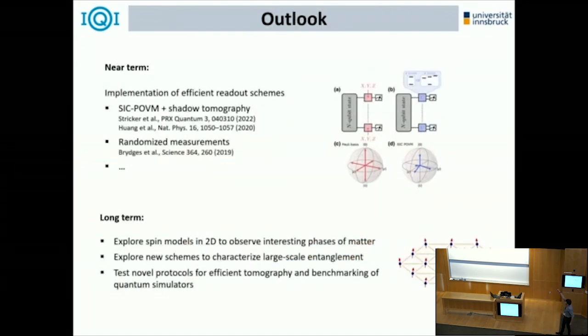Yeah, with this, we have some further plans. We would like to improve our methods for quantum state verification by upgrading the system, so that we can also do the SPAM-robust readout combined with classical shadows, or also randomized measurements, so that we have more tools to analyze states. And in the long term, we really want to explore then this 2D spin physics.